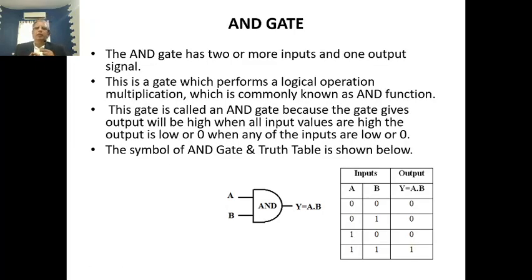The first basic logic gate is the AND gate. The AND gate has two or more inputs and only one output, and it performs the logical operation multiplication. This is the truth table. This is the two input AND gate. This is the symbol for the two input AND gate, and the output is one output Y.